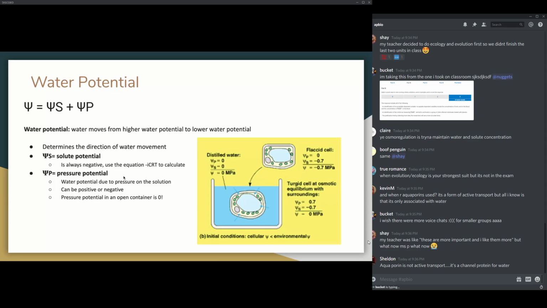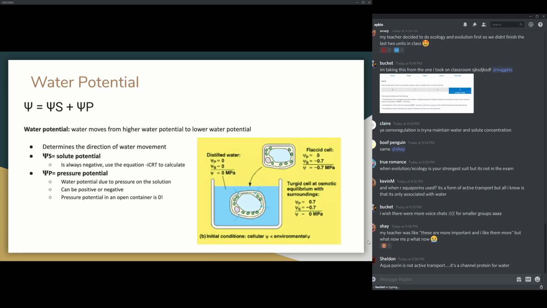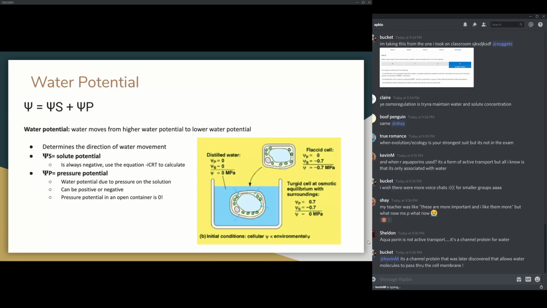The crucial thing about solute potential is that it's always negative. There's an equation on the AP Bio equation sheet, the negative iCRT. You don't really need to know negative iCRT because it hasn't ever really been tested. But the water potential equation has been tested, so you should probably know the water potential equation, but not necessarily the solute potential equation. Solute potential is always negative because water always moves to where solutes are, so it should lower the water potential if there are more solutes on one side.